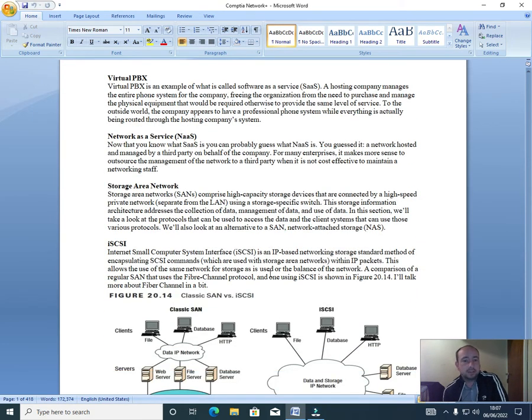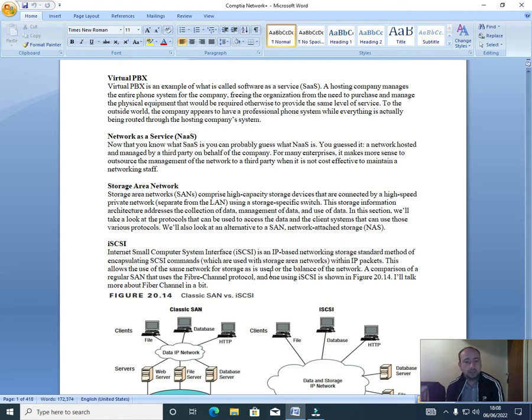Virtual PBX. Virtual PBX is an example of what is called software as a service. A hosting company manages the entire phone system for the company, freeing the organization from the need to purchase and manage the physical equipment that would be required otherwise to provide the same level of service to the outside world. The company appears to have a professional phone system while everything is actually being routed through the hosting company's system.